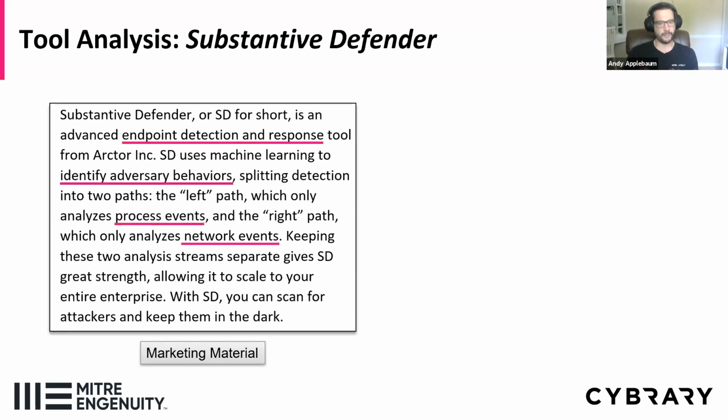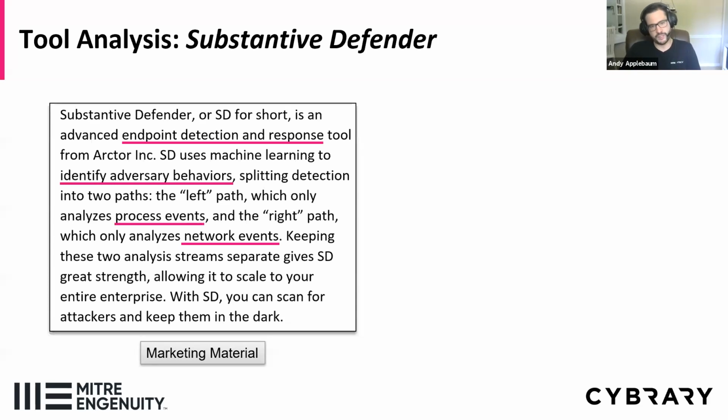Number one, endpoint detection and response. That's implying that SD, Substantive Defender, is running on the endpoint. It's looking at adversary behaviors, which is a great thing. It's trying to be a little bit more dynamic. And then it's diving into process events and network events. This is all very good, but it's not particularly specific.